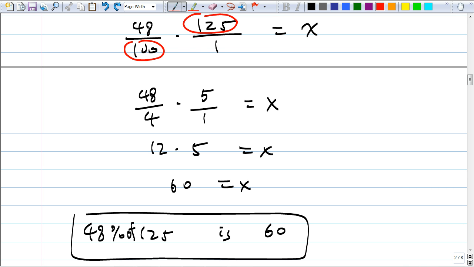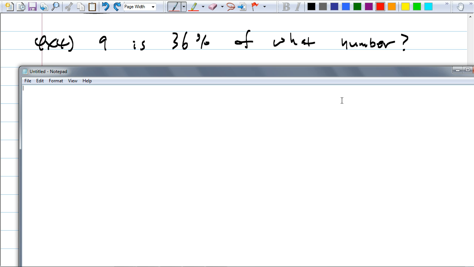See if you could do the other one here. So take a look at example 4. They tweak it a little bit, okay? It's not the same as the previous, but it's really simple like the other one. All you have to do is translate this into an equation. It says 9 is 36% of what number? So it says 9 is 36% of what number is the question.